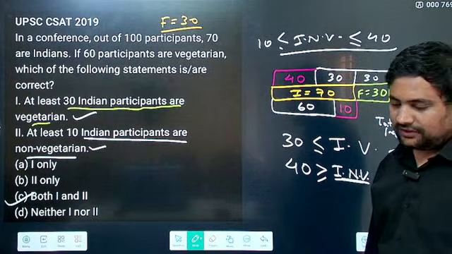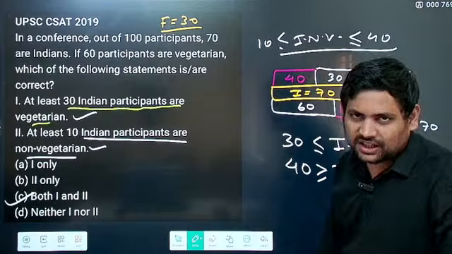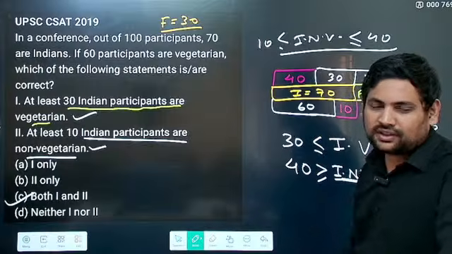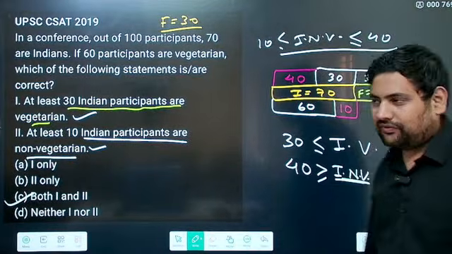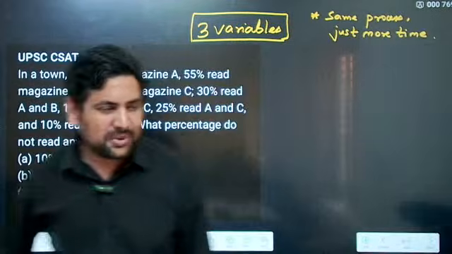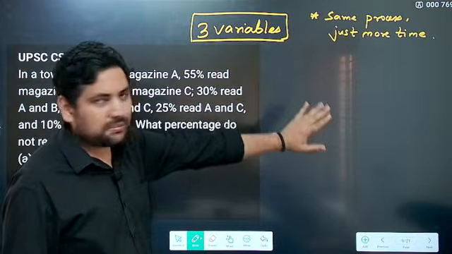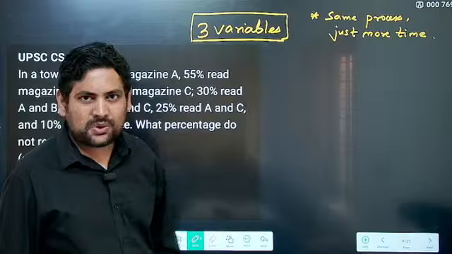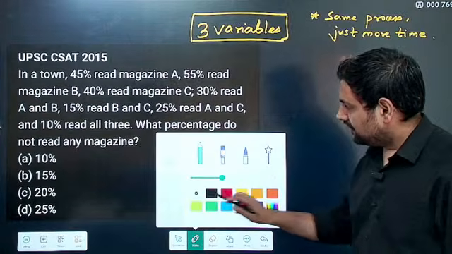Understood? Then okay, so maximum minima, this level only has come. This was the better one that they have given. Just have to draw the diagram, it becomes very easy. Then next we get to three variables. Now three variables is nothing. Okay, it is just same process, just some more time you will require. Okay, now here just one thing.